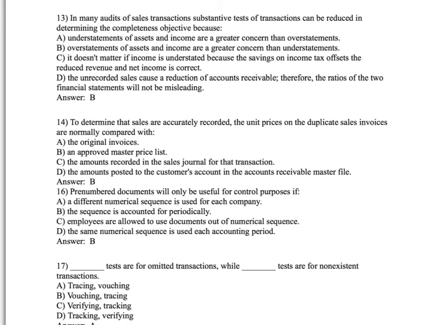So number 13, in many audits of sales transactions, substantive tests of transactions can be reduced in determining the completeness objective because overstatements of assets and income are of greater concern than understatement. So you're not as concerned that something isn't recorded per se. It's still on your radar, it's still an issue if that's the case, but the concern is that you've overstated something, that the invoice values are too high, that you're booking sales that haven't actually happened. This is of great concern because your client wants the balance sheet to look strong. So the more the assets, the better.